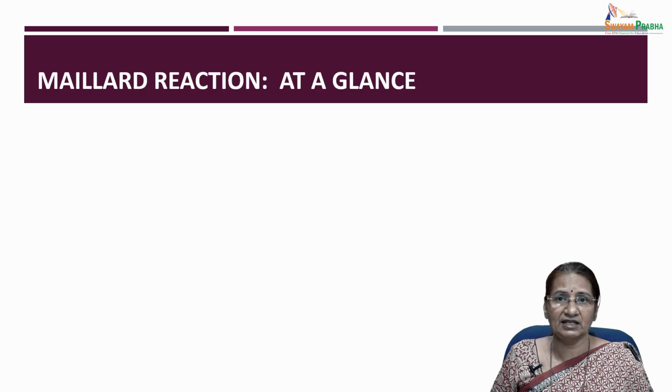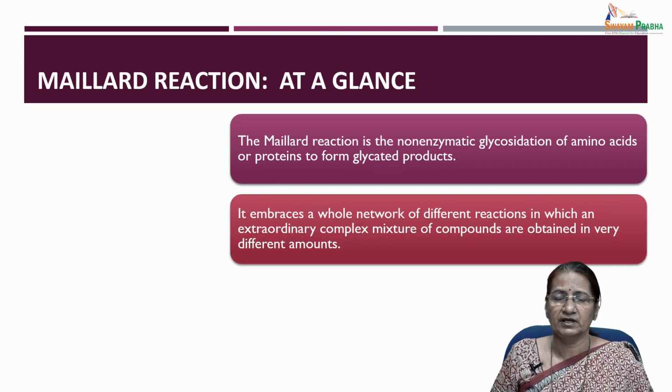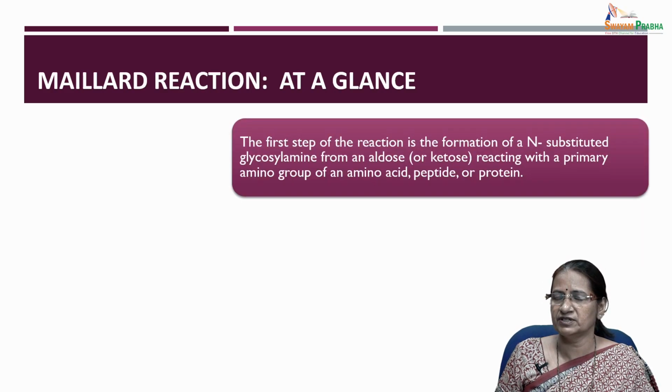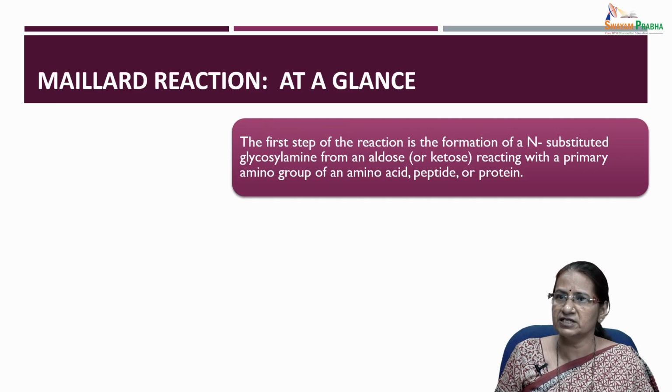Now, Maillard reaction at a glance. The Maillard reaction is the non-enzymatic glycosidation of amino acids or proteins to form glycated products. It embraces a whole network of different reactions in which an extraordinary complex mixture of compounds are obtained in very different amounts. The first step of the reaction is the formation of a N-substituted glycosylamine from an aldose or ketose reacting with a primary amino group of an amino acid, peptide or protein.